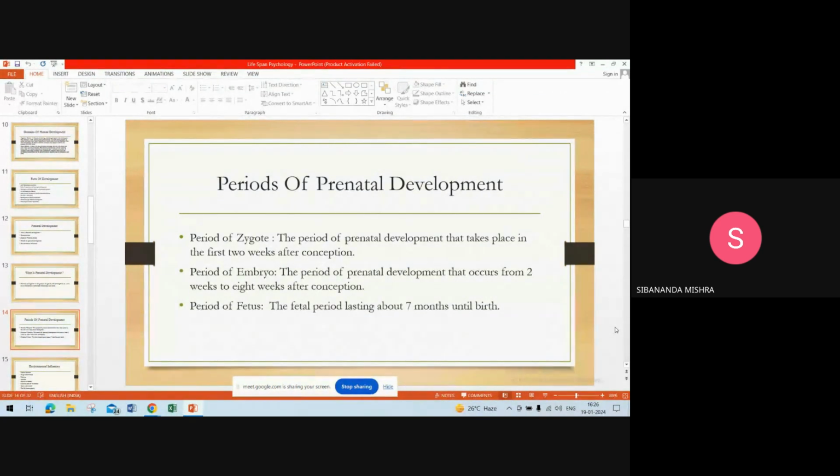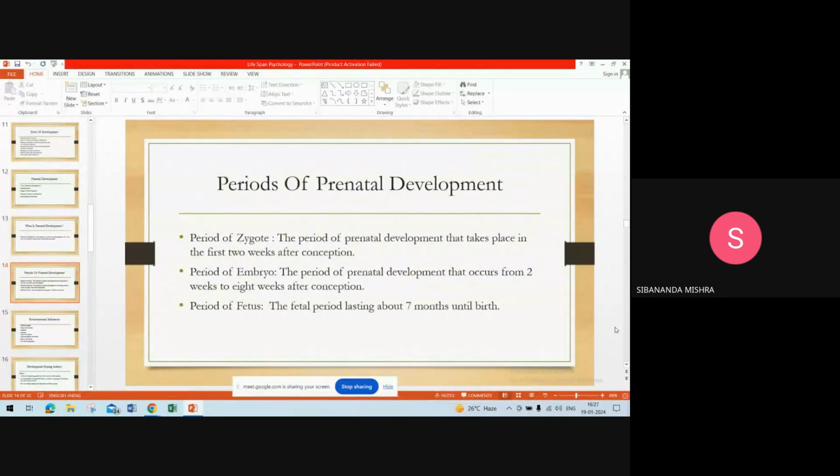Periods of prenatal development. First of all, there are some characteristics of prenatal development you need to know. Prenatal development is the most important and first period of development in the lifespan. It is the first but shortest period, starting from conception and ending at the birth of the baby. This period is approximately 280 days or 9 calendar months.